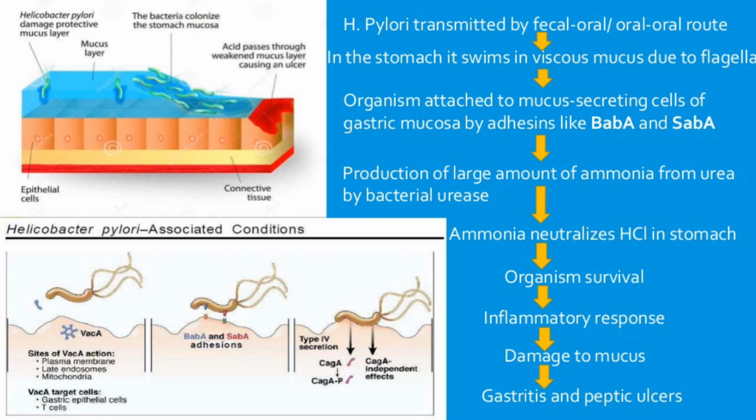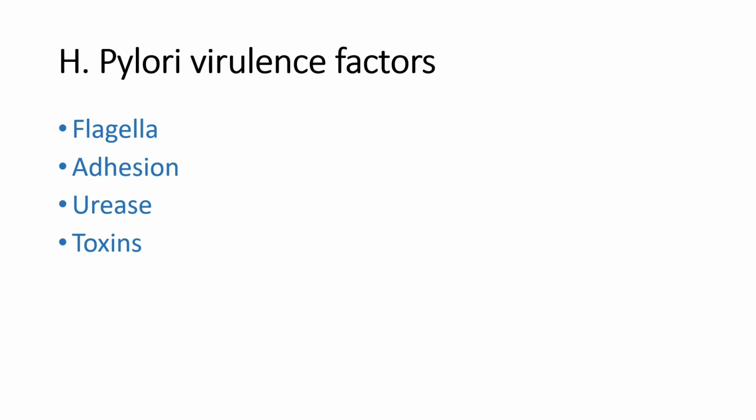So the summarized form of all these steps is presented here in the form of a flowchart. As you can see, only one new addition is written here. So the organism attaches to mucus secreting cells of gastric mucosa by two adhesion proteins named BAP-A and SAB-A. We should also know about Helicobacter pylori virulence factors that are named as flagella. Adhesion is caused by two proteins, SAB-A and BAP-A, urease enzyme obviously, and toxins. As we already discussed, two toxins we discussed here are cytotoxin associated gene A, CAG-A, and vacuolating cytotoxin A, VAC-A.